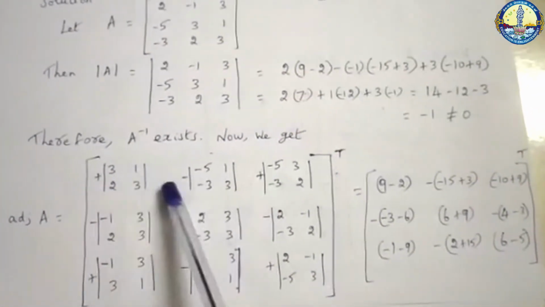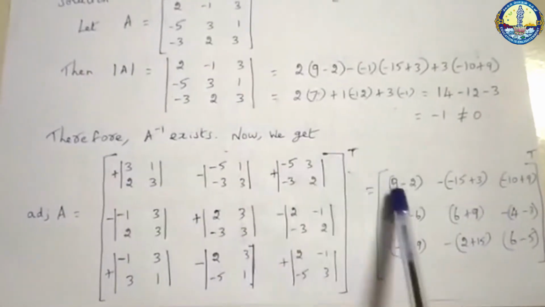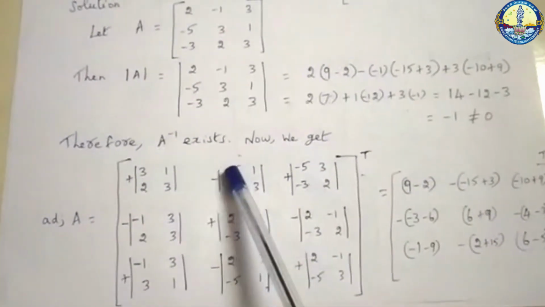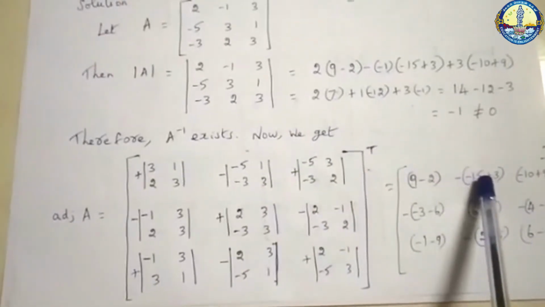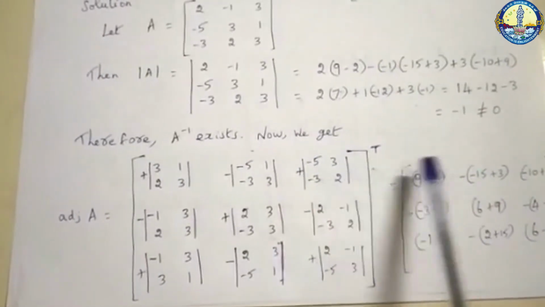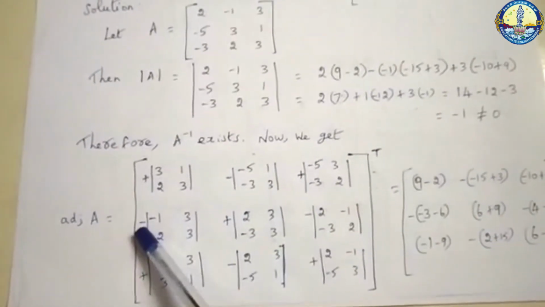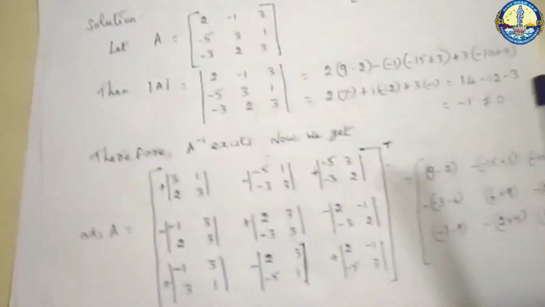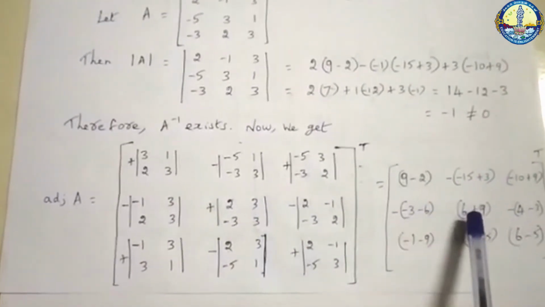Evaluating the first: 3 3s are 9, 2 1s are 2, so 9 minus 2. The minus sign is there, so I put minus, and 5 3s are 15, 3 1s are 3, so plus 3. Then 5 2s are 10, minus 10, 3 3s are 9, minus 9, plus 9. With the minus sign, 3 1s are 3, 3 2s are 6, minus 6. And 2 3s are 6, 3 3s are 9, minus 9, I put plus 9.